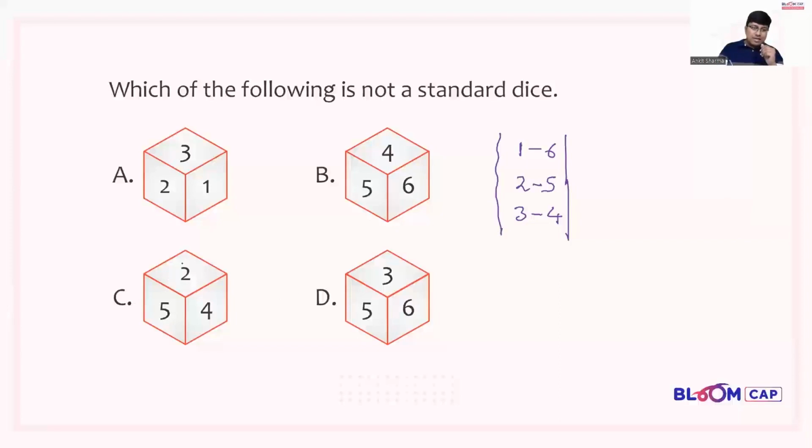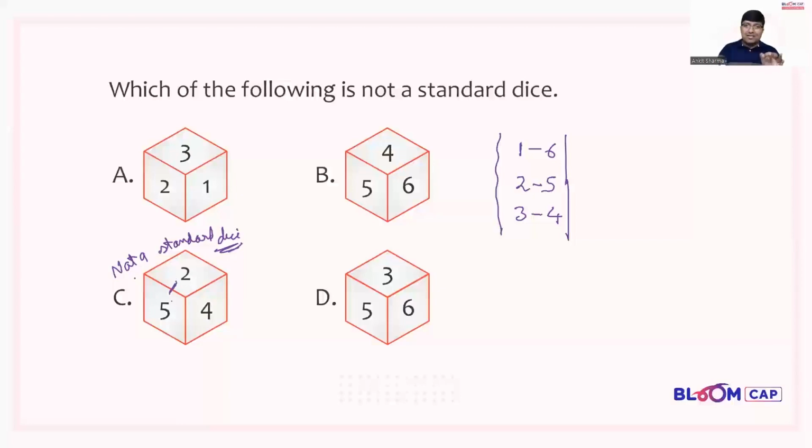How we can see? 5 is opposite to 2. In a standard dice, my dear students, what will be the opposite of 5? It will be 2. Alright. So here 5's opposite is not 2. So this is not a standard dice. Had this been a standard dice, you will not see 5 and 2 near each other.